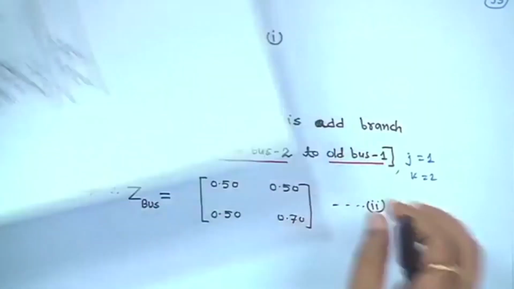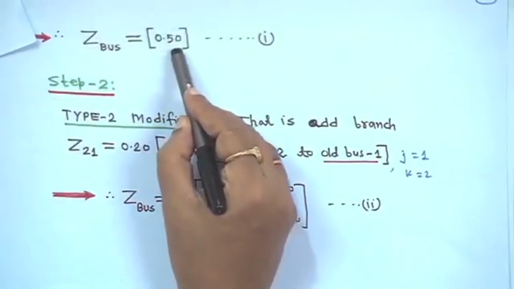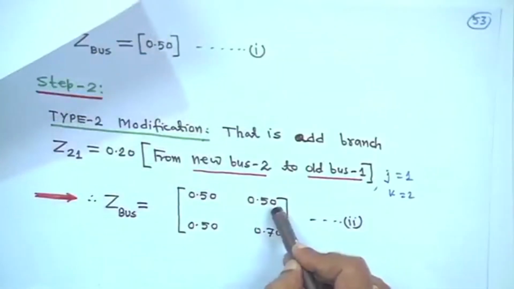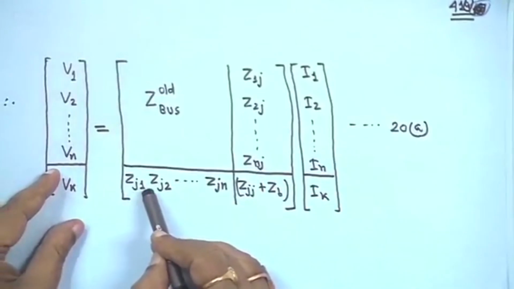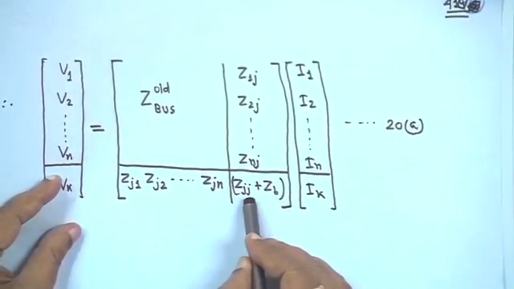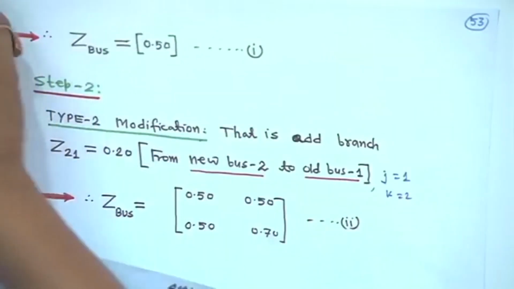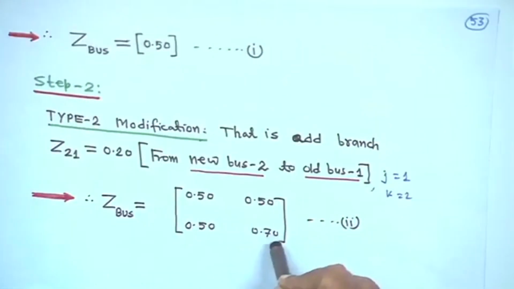The previous Z11 is actually 0.5. The Z bus we got first has Z11 equal to 0.5, so it will also be Z11 again, because it is always a 3 bus problem. So j is equal to 1, an old bus, and the term is Zjj plus Zb. Z11 is 0.5, and the branch impedance we are adding from 2 to 1 is 0.2, so it will be 0.5 plus 0.2, that is 0.7. This is type 2 modification.